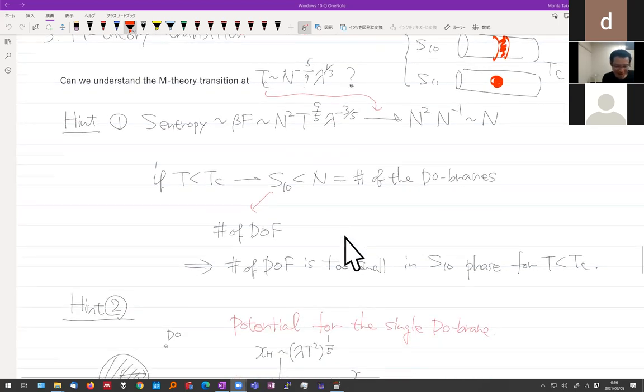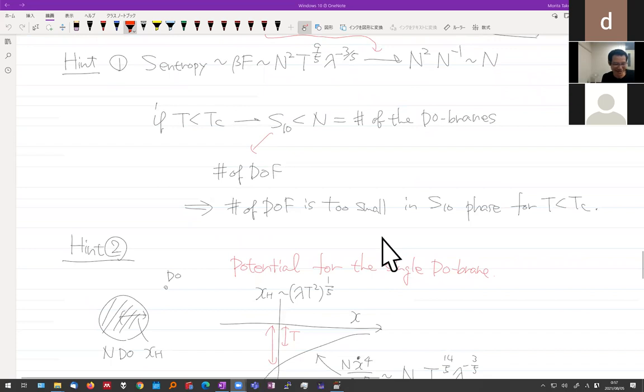So it's a bit funny. I mean, usually, if we consider particles, the entropy should be larger than N. N is the number of degrees of freedom. So in this regime, T less than TC, the degrees of freedom look too small.